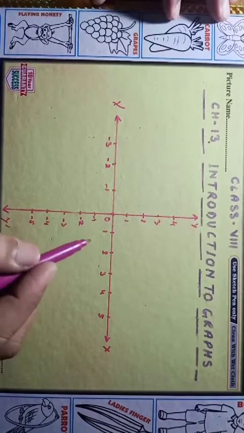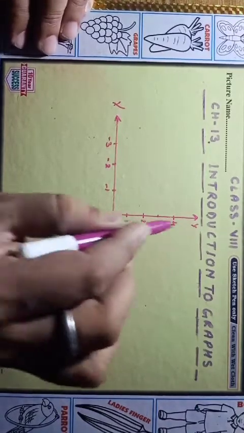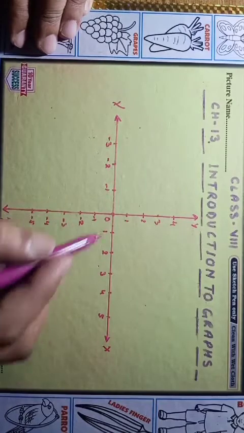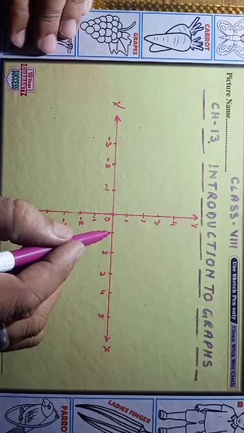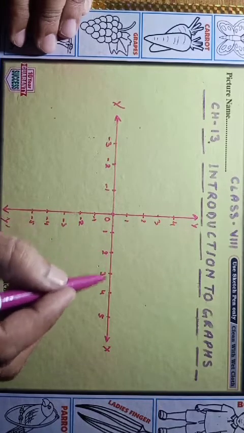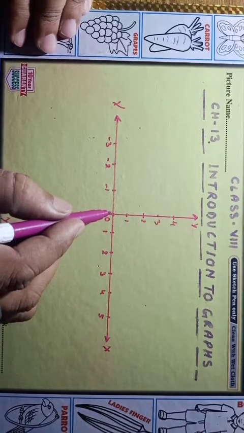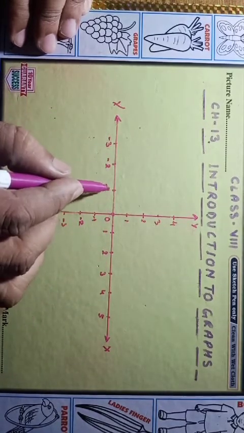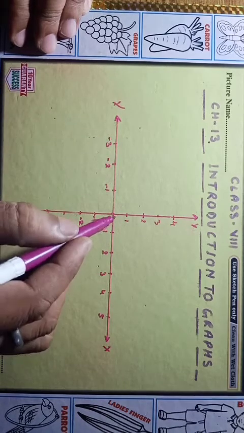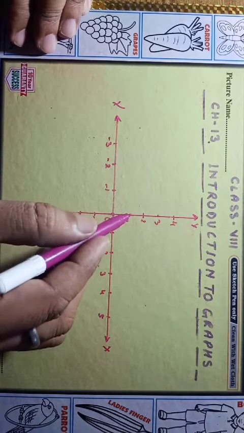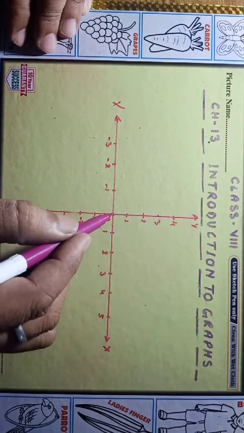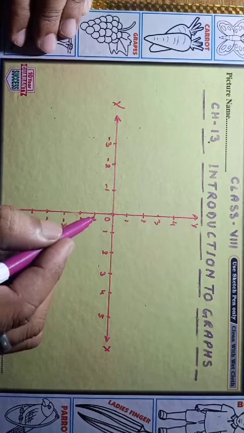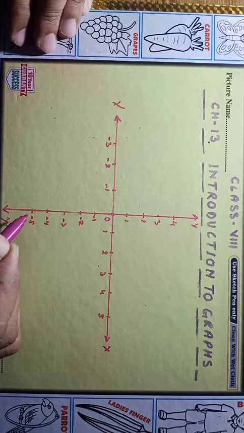Now next we look at this figure. This is the y-axis, x-axis and origin. From origin to the right side every unit is positive, 1 2 3 4 5, and the left side is negative, -1 -2 -3. On the y-axis, above the origin 1 2 3 is positive, and below the origin -1 -2 is negative.